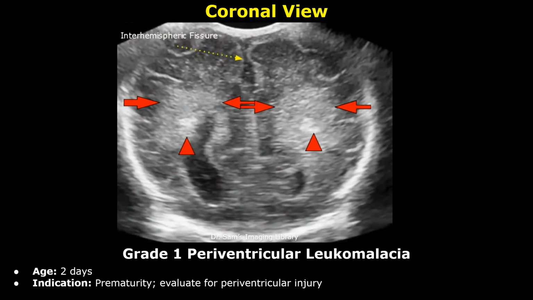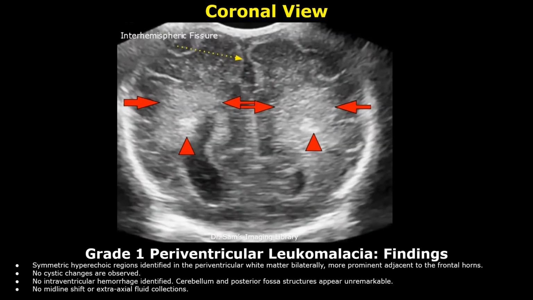This is a sample report about Periventricular Leukomalacia. Age: 2 days indication. Prematurity: evaluate for periventricular injury. These are the findings. Symmetric hyperechoic regions identified in the periventricular white matter bilaterally, more prominent adjacent to the frontal horns. No cystic changes are observed.